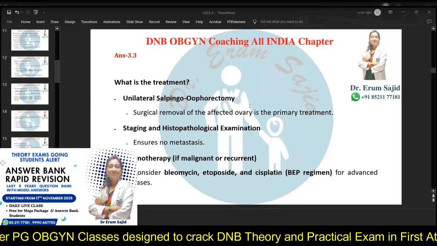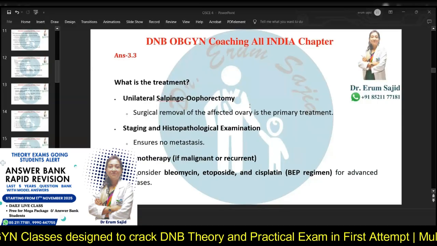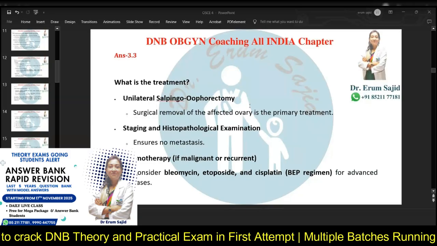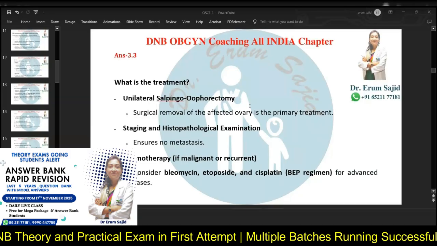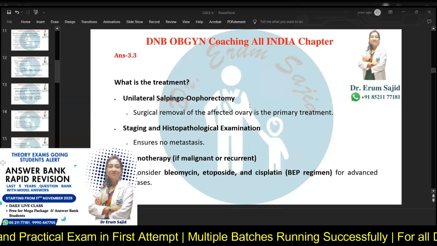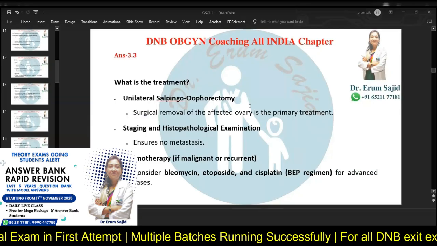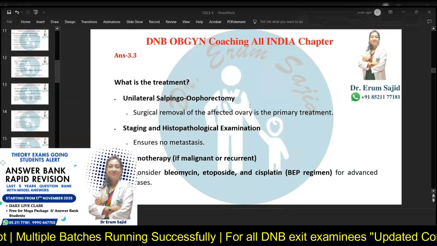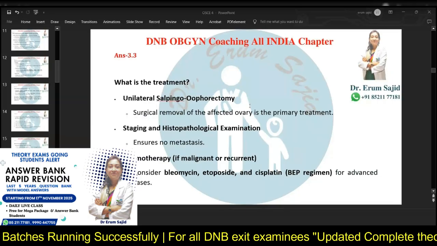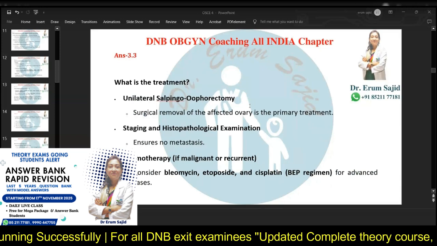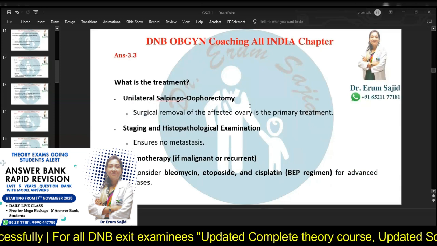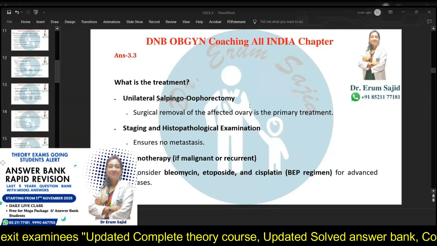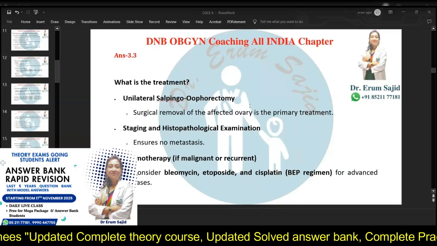Now, what is the treatment? The treatment usually is a unilateral salpingo-oophorectomy, staging and histopathological examination, and if required, chemotherapy. Let the onco-gynecologist or the oncologist decide, but all you have to tell in the consent to the patient is that most probably it's a pre-malignant lesion, but we'll understand it only once we open the abdomen. So take the consent for laparotomy or laparoscopic surgery for salpingo-oophorectomy and staging of the disease.